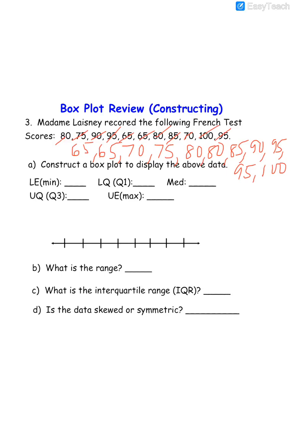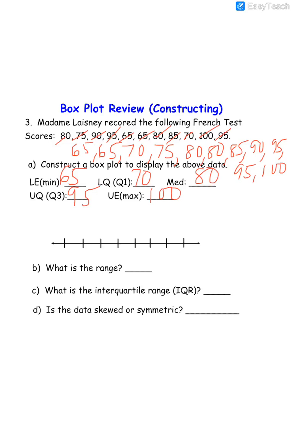So I need the min, the lower extreme, which is 65. My Q1, my lower quartile, is 70. My median is 80. My Q3 is 95, and my upper extreme is 100. If you put this data in correctly, it's going to save you an exorbitant amount of time. In 7th grade, we used to make you calculate all of these things, and it was certainly much harder.